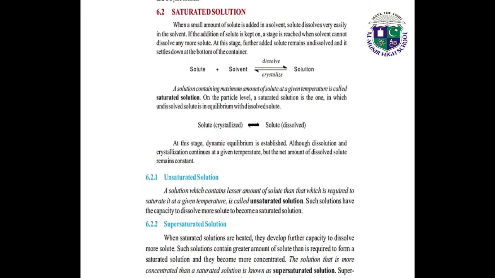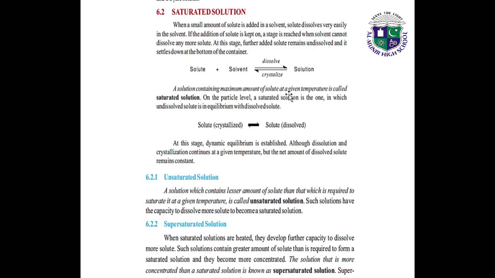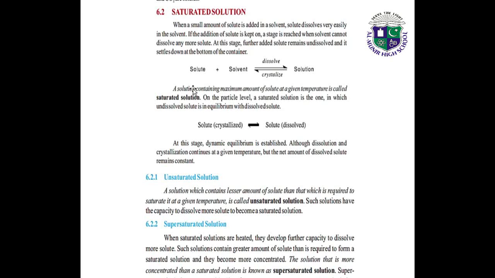Saturated solution: when a small amount of solute is added in a solvent, solute dissolves very easily in the solvent. If the addition of solute is kept on, a stage is reached when the solvent cannot dissolve any more solute. At this stage, further added solute remains undissolved and it settles down. So a solution containing maximum amount of solute at a given temperature is called saturated solution.